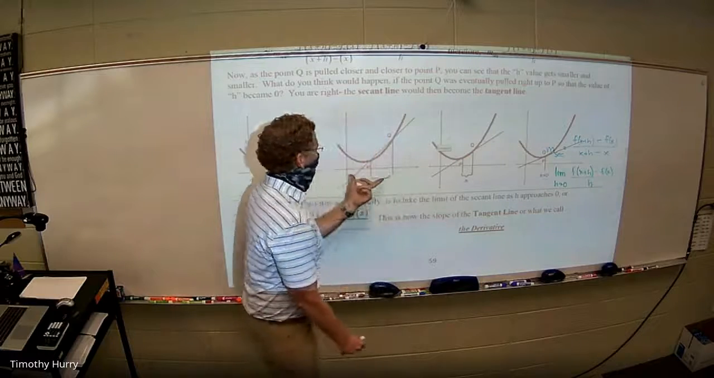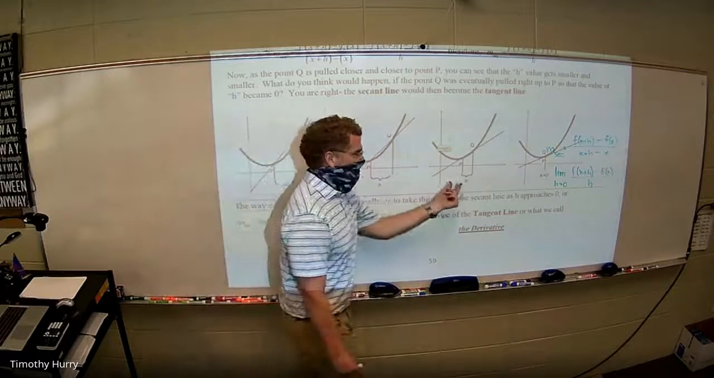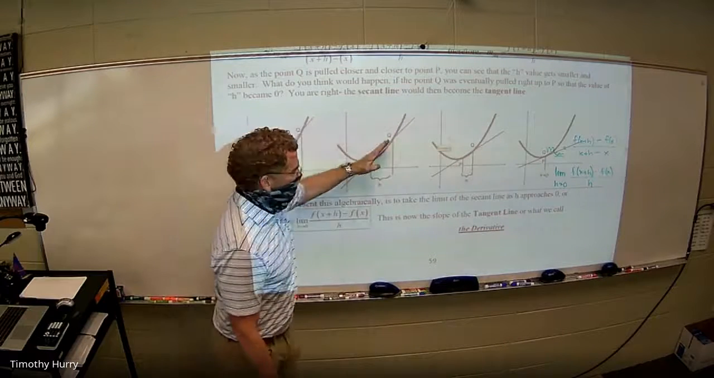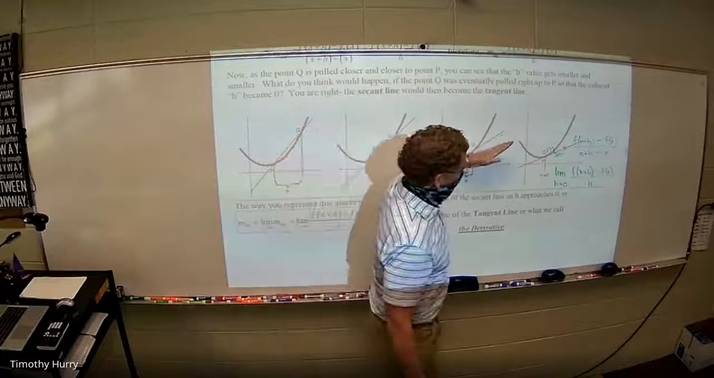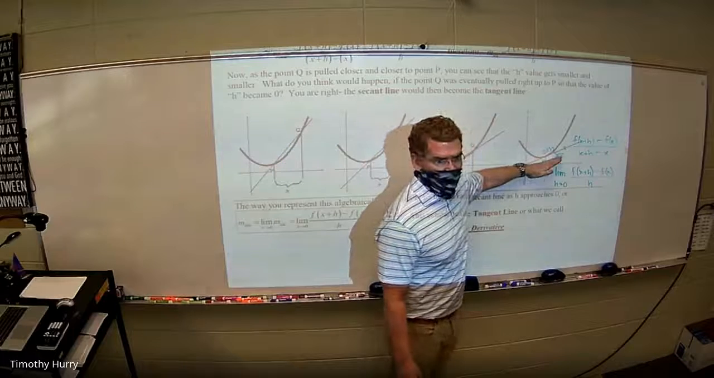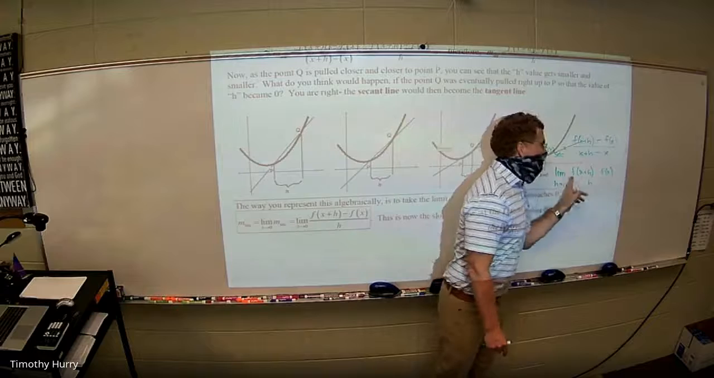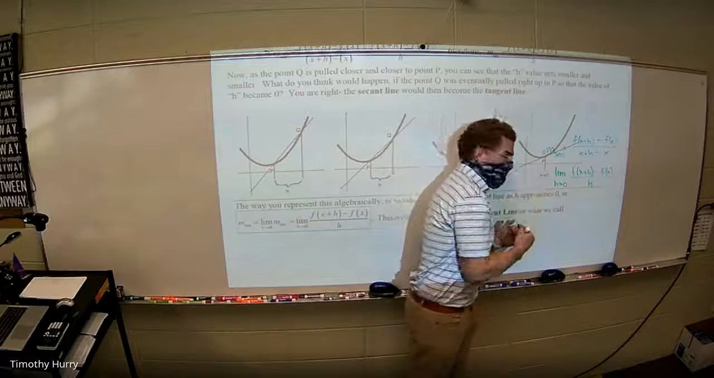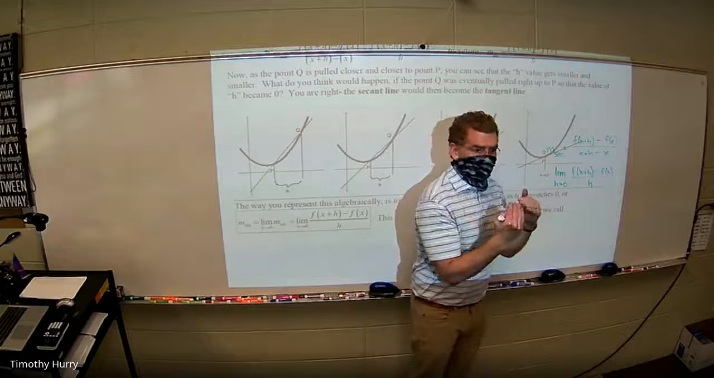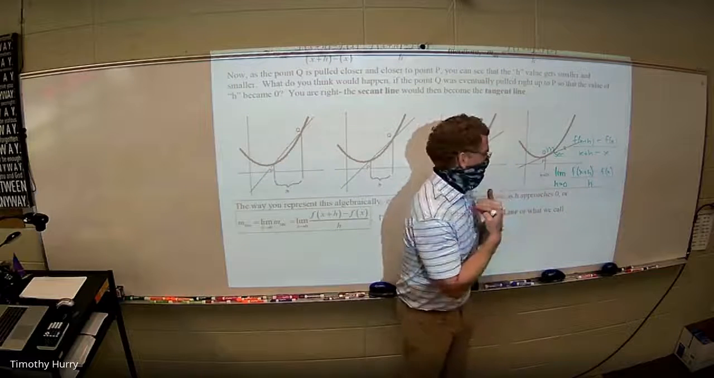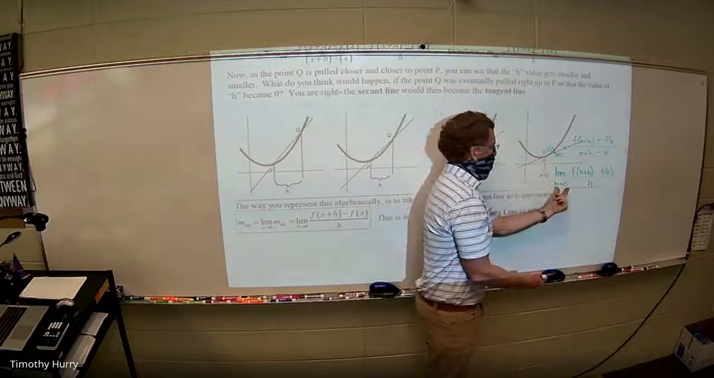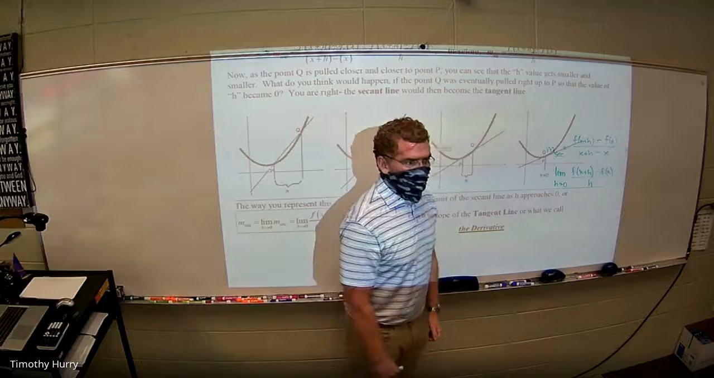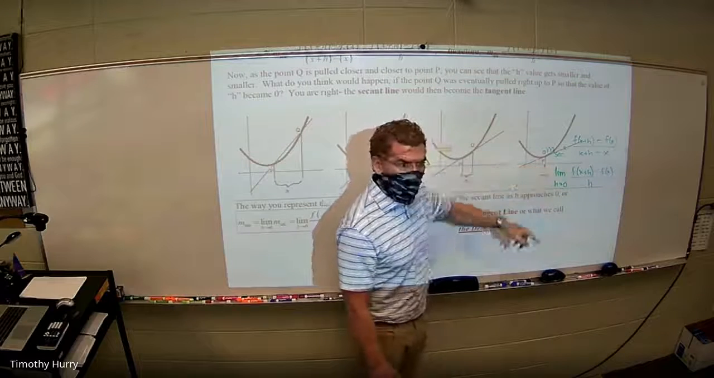And what happens as the h shrinks to nothing? The secant line becomes the what? Tangent line. So the fraction itself is the slope of the secant line. But when I take the limit of it as h goes to 0, the slope of the secant line becomes the slope of the tangent line, because when I get to 0, P and Q are in the same spot.